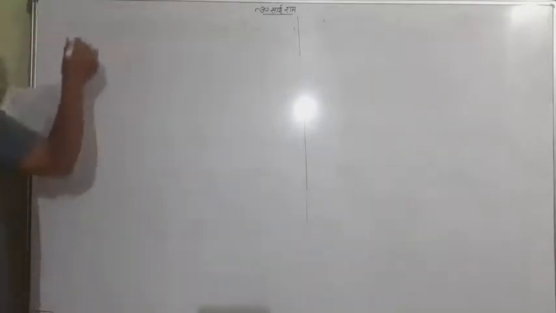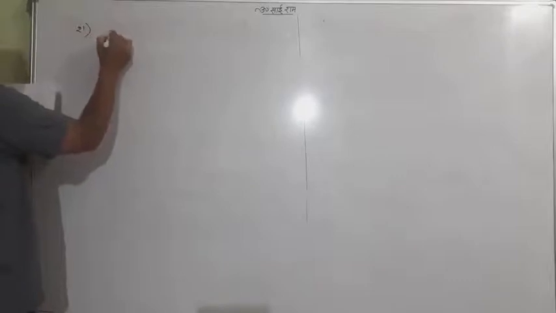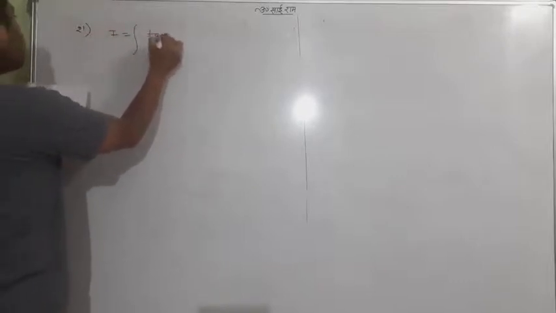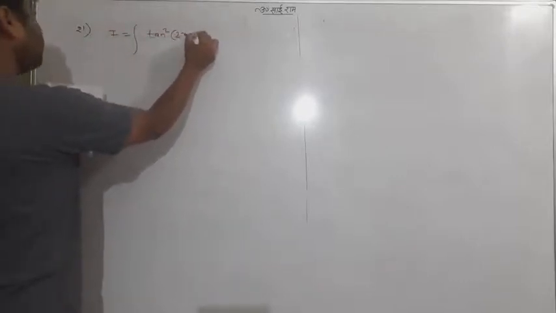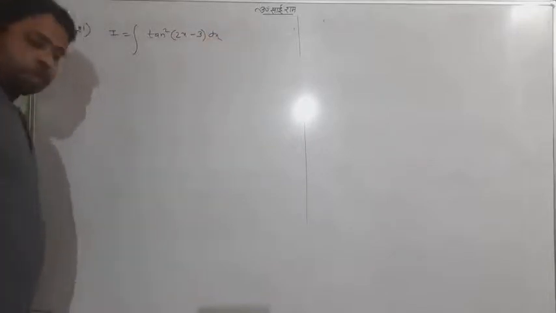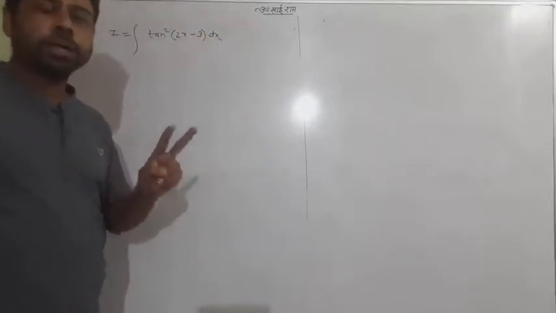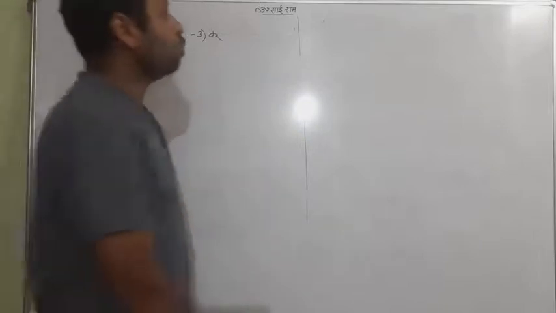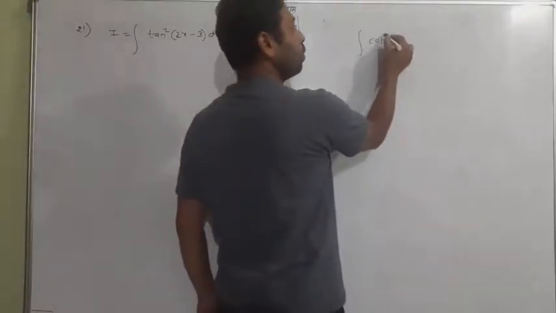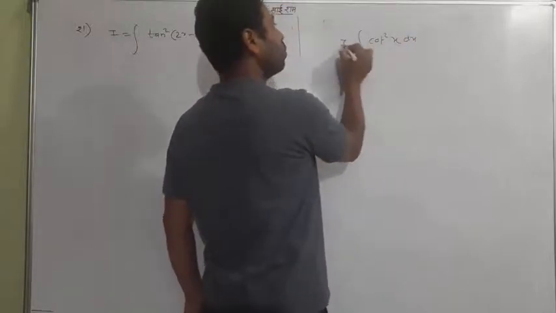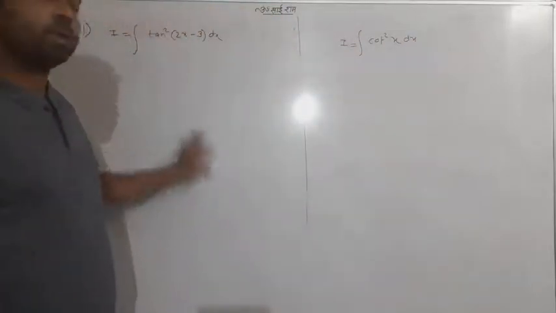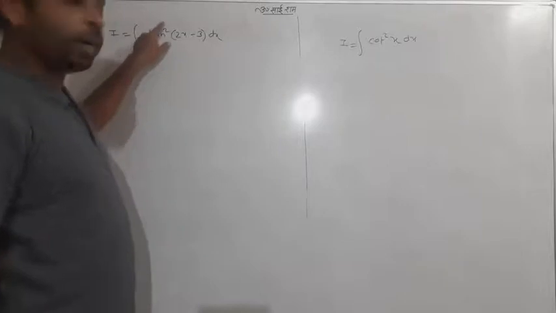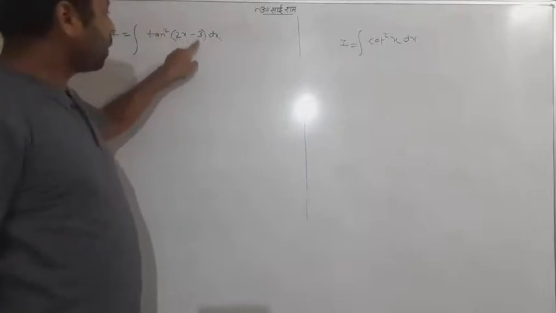Question number 21: tan square of 2x minus 3. Look, I tell you two things, and these are going to be very important to you. The question may be in cot also, and the question may be in tan also. So tan square it is, and 2x minus 3.